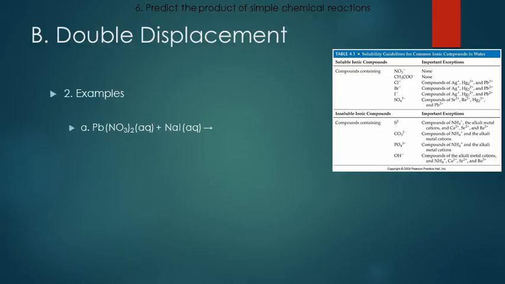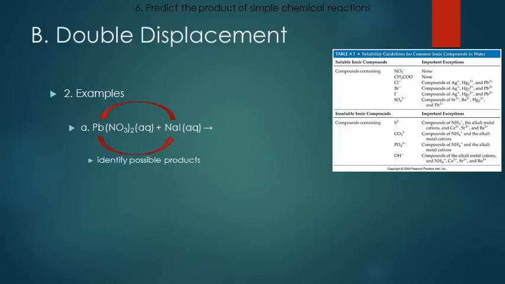Alright, some examples. First one, here's the reaction. We're given lead 2 nitrate and sodium iodide. The first thing you're going to want to do is identify the possible product. So think about how the double displacement reaction will work. The lead and the sodium will exchange partners. So the lead will be in a compound with the iodide, the sodium will be in a compound with the nitrate.